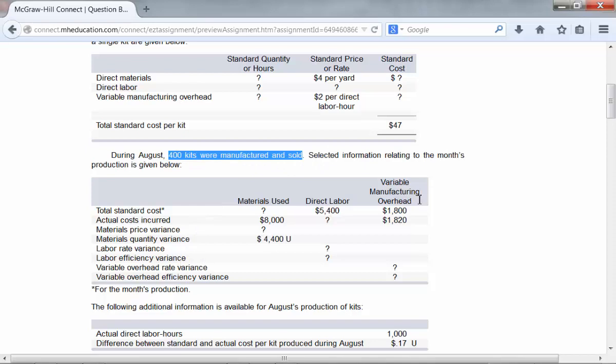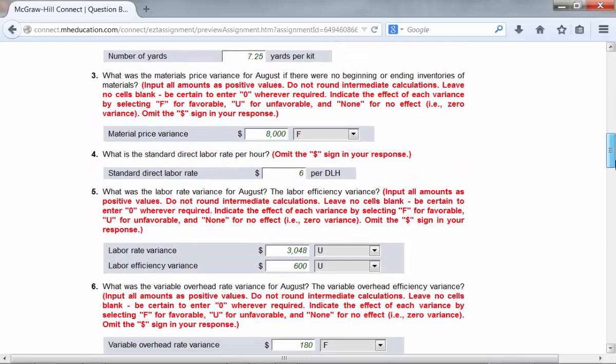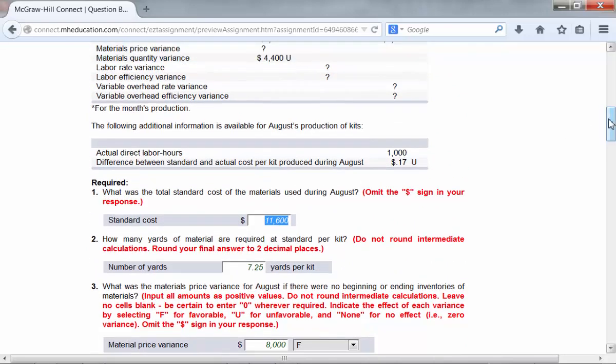And they gave us a little bit more information down here. And here there are 6 questions. Let's just get right into the questions, and you can see answers already given there, but we're going to show how to get each of the answers. So the first question is, what was the total standard cost of the materials used during August?